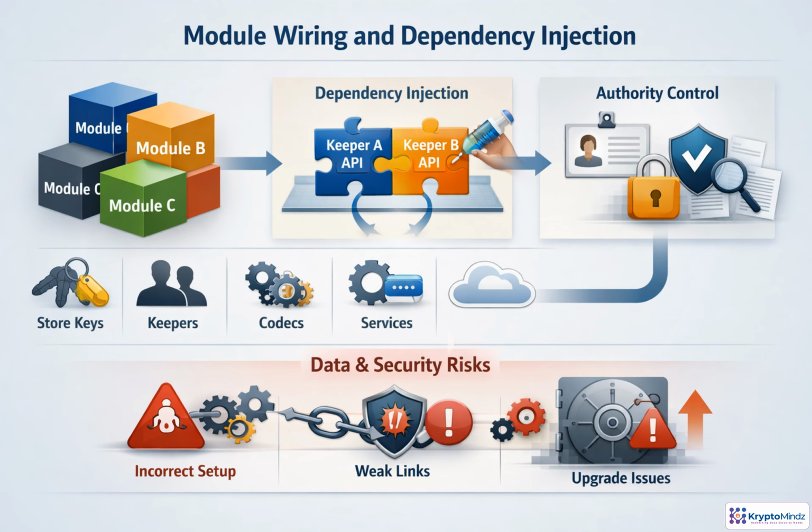Module wiring is the construction phase of a chain. Store keys define where state lives. Codecs define how data is encoded. Keepers expose the safe ways to read and write that state. Dependency injection connects these pieces through narrow interfaces, so modules stay testable and replaceable. The critical issue is authority. Every permission should be explicit, minimal, and auditable, because a small wiring mistake can become a security or upgrade problem.